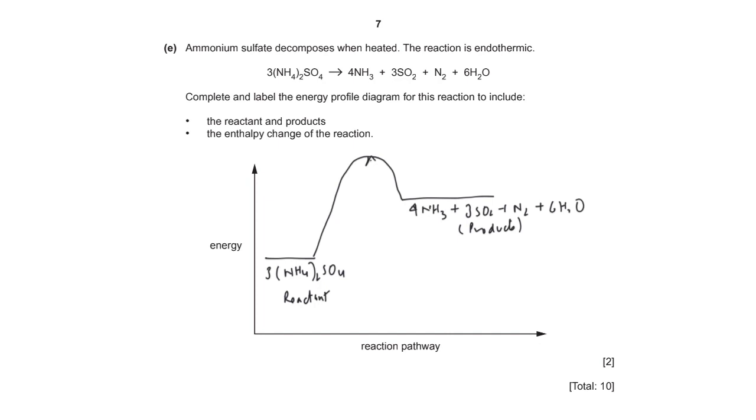Activation energy would be from the reactant energy to the highest point, called activation energy, EA. And enthalpy would be positive. So from the reactant energy level to the product energy level, that would be your delta H, which would be positive.